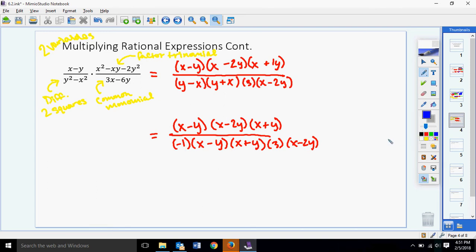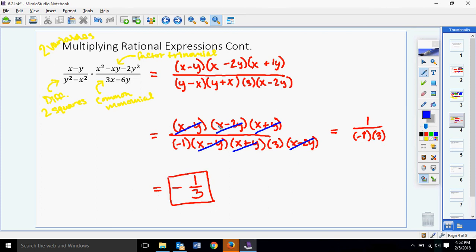Now I see some things that will cancel. X minus y's, x minus 2y's, x plus y. When there's nothing left in your numerator, remember imaginary 1. The denominator, I have a -1 times 3. So this is going to simplify to -1/3.